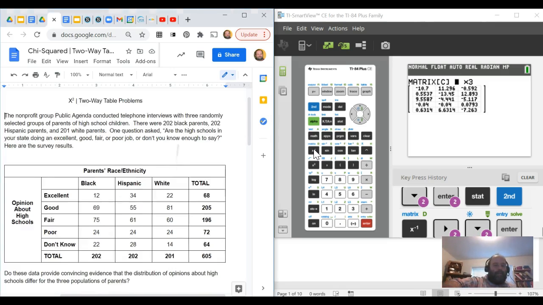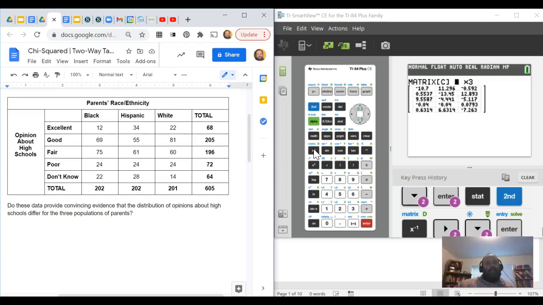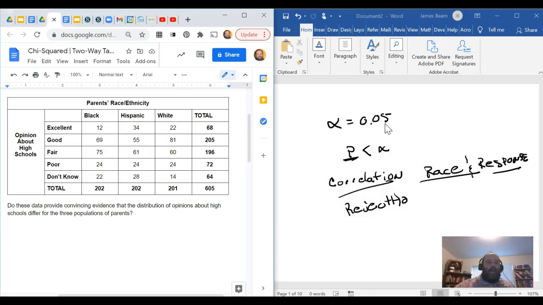So it says, do these data provide convincing evidence that the distribution of opinions about high schools differ for the three populations of the parents? We rejected that there's independence here, right? So the simple answer to that is the P score was low. There's a correlation between race and response, so we do have convincing evidence of that. I hope this gives you an idea of how to perform the test and some of the ways to think about it, and how to get to a succinct answer in the end.